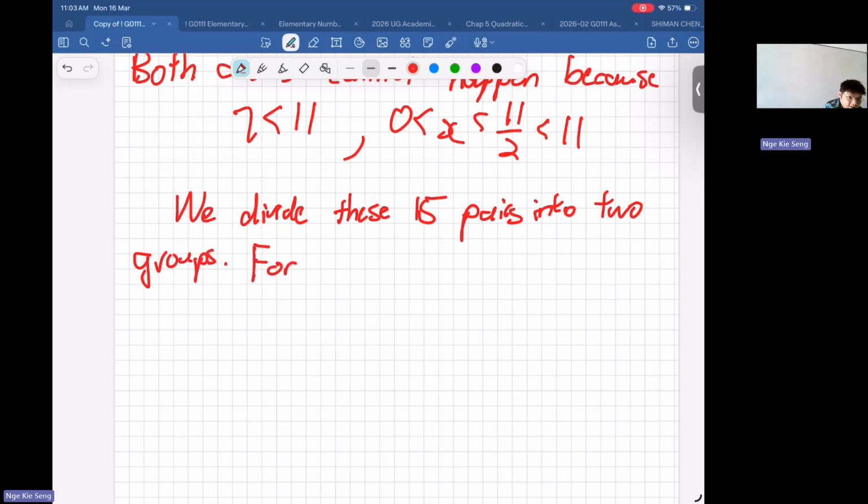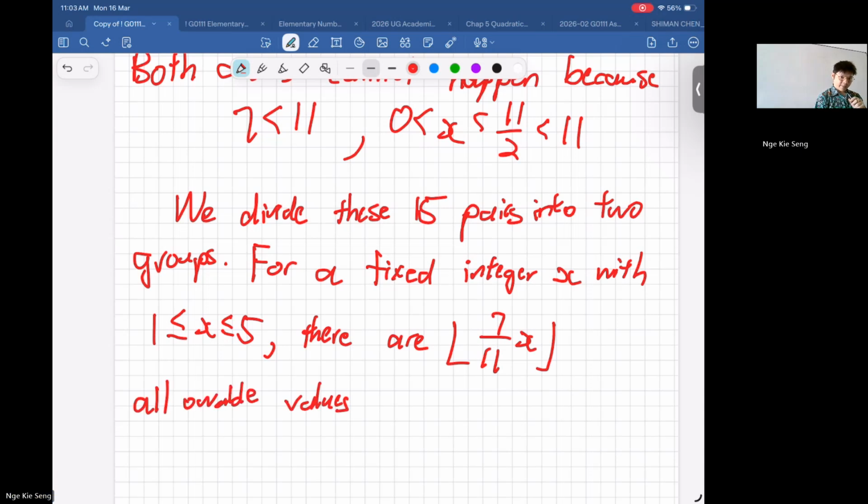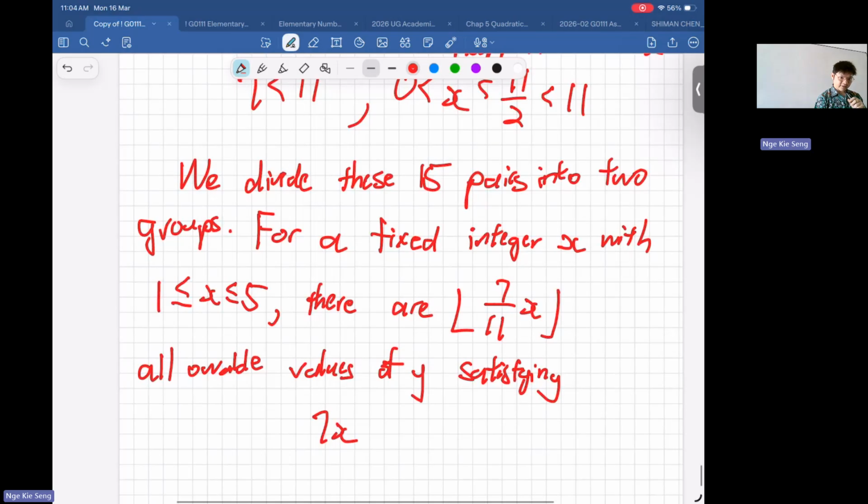Okay, so first of all, let's fix our x-axis. So we'll fix our integer x. Just consider 1 up to 5 is enough, right? Because it's from 0 to 11 over 2. So the integers between these two numbers are 1, 2, 3, 4, 5. So actually there are 7 over 11 times x allowable values of y that satisfy 7x greater than 11y. Okay, does this make sense?